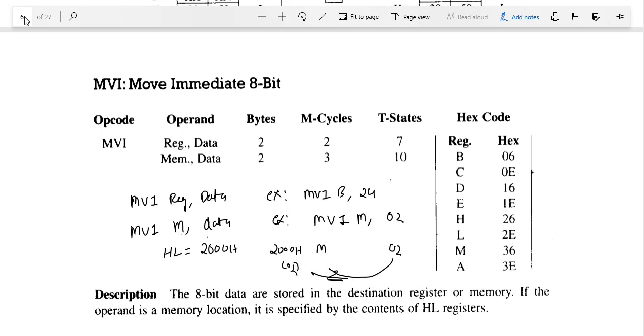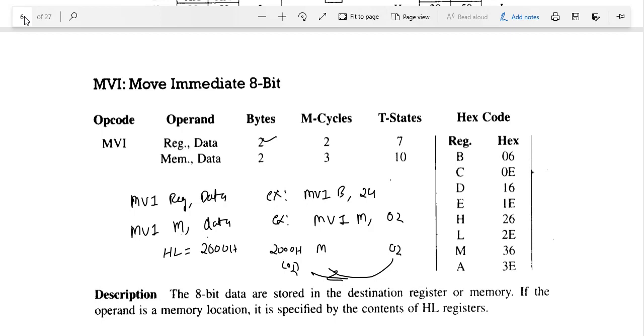It will be moved to this location. If we talk about the number of bytes, it has 2 bytes, one is the opcode and one is the operand. So it is a 2-byte instruction, and it has 2 machine cycles. Machine cycle means there are as many machine cycles as the number of bytes. For example, if it is a 2-byte instruction, then there will be 2 machine cycles.